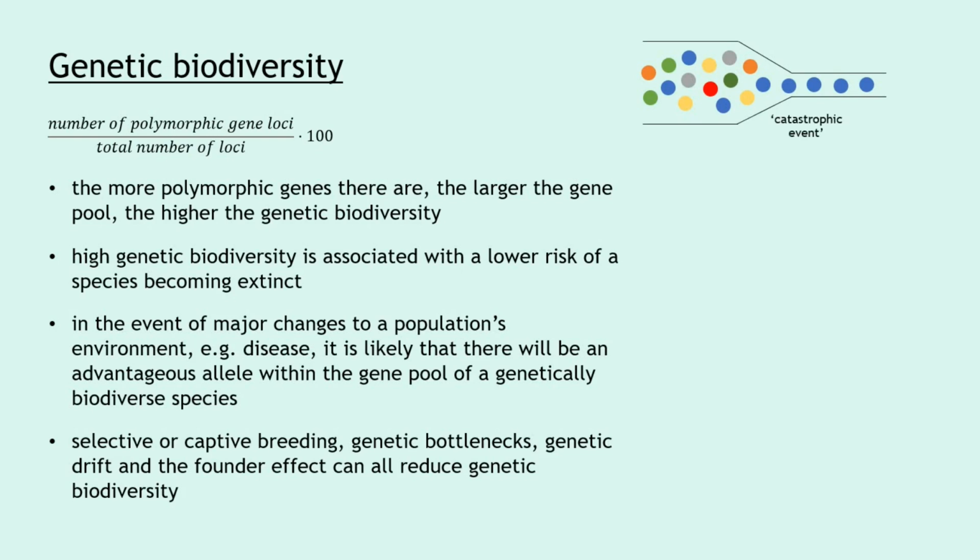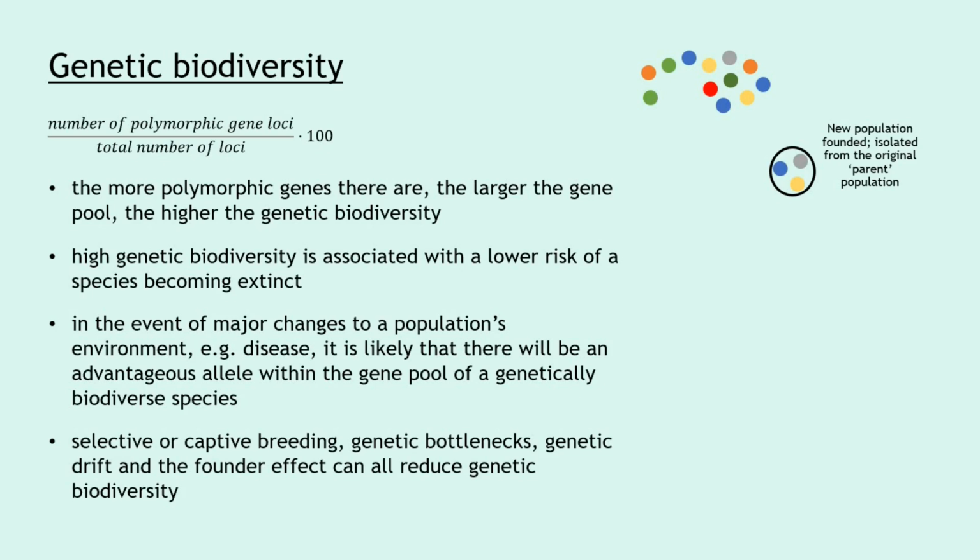The founder effect is when you have a small group of individuals from an original parent population that migrate and isolate themselves, usually geographically, and establish a new population elsewhere. You can see that this new population has a restricted amount of genetic material to start off with. And so as this population continues to reproduce and expand, it will have lower genetic biodiversity than the original one because it had less genetic material to start off with.